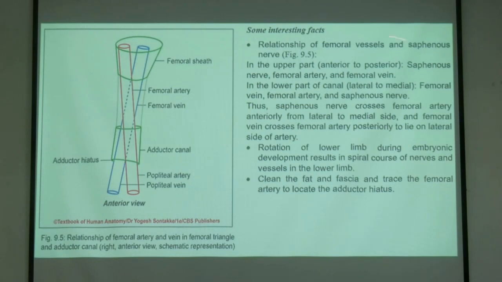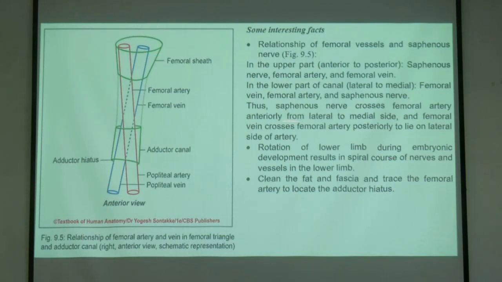Okay. So relations of femoral vessels and saphenous nerve: in the upper part, anterior to posterior is the saphenous nerve, femoral artery, and then femoral vein. And in the lower part of the adductor canal, from lateral to medial side will be the femoral vein, femoral artery, and saphenous nerve. Thus, the saphenous nerve crosses the femoral artery anteriorly from lateral to medial side. And the femoral vein crosses the femoral artery posteriorly to lie on the lateral side in the lower part of the canal, okay, from medial to lateral side.